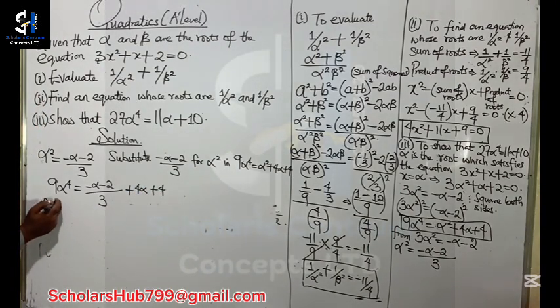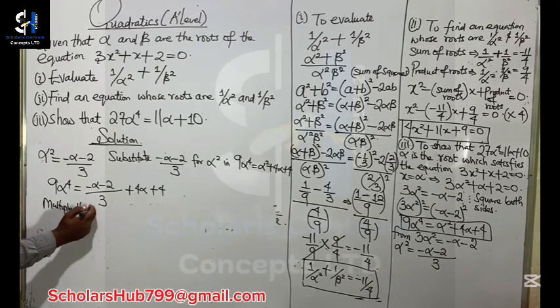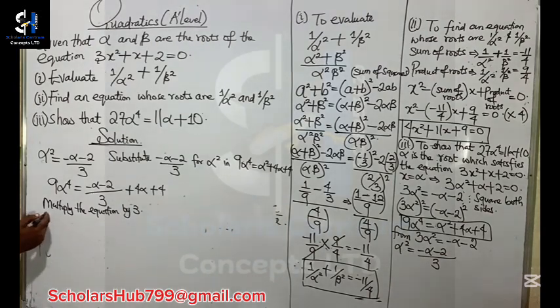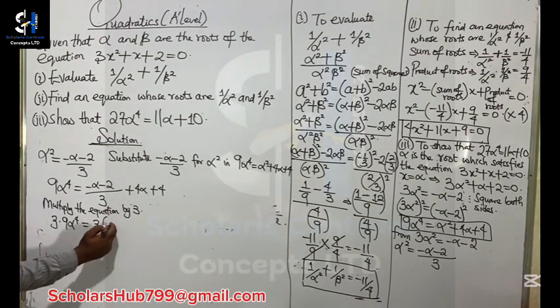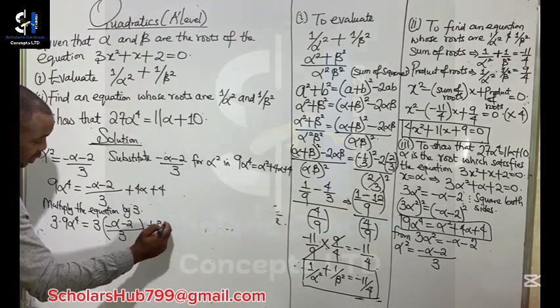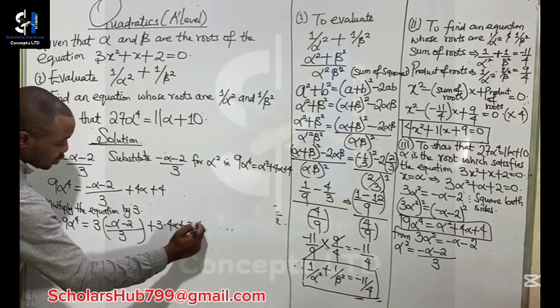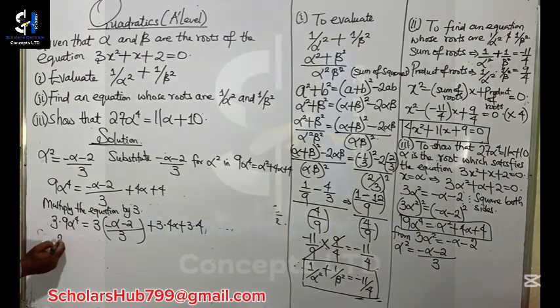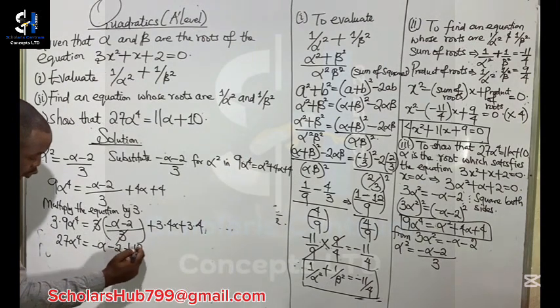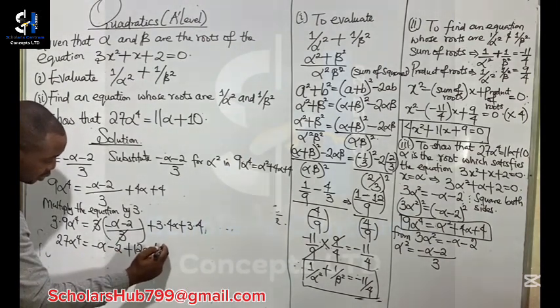We can now multiply this equation by 3. When we multiply the equation by 3, we have 3 multiplied by 9 alpha raised to the power of 4, then 3 multiplied by negative alpha minus 2 over 3, then plus 3 multiplied by 4 alpha, then also plus 3 multiplied by 4. So this will be 27 alpha raised to the power of 4. Now this will cancel out, so this will equal negative alpha minus 2, plus 12 alpha, then plus 12.